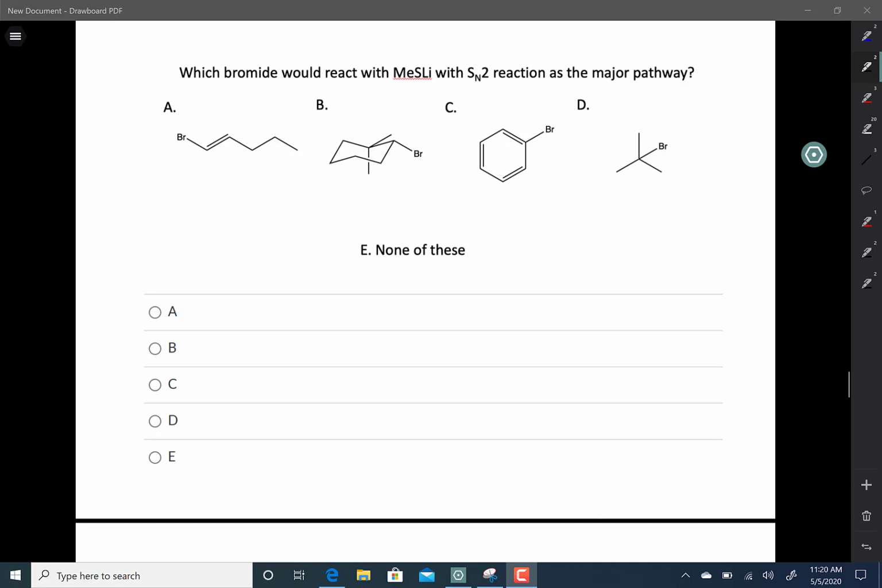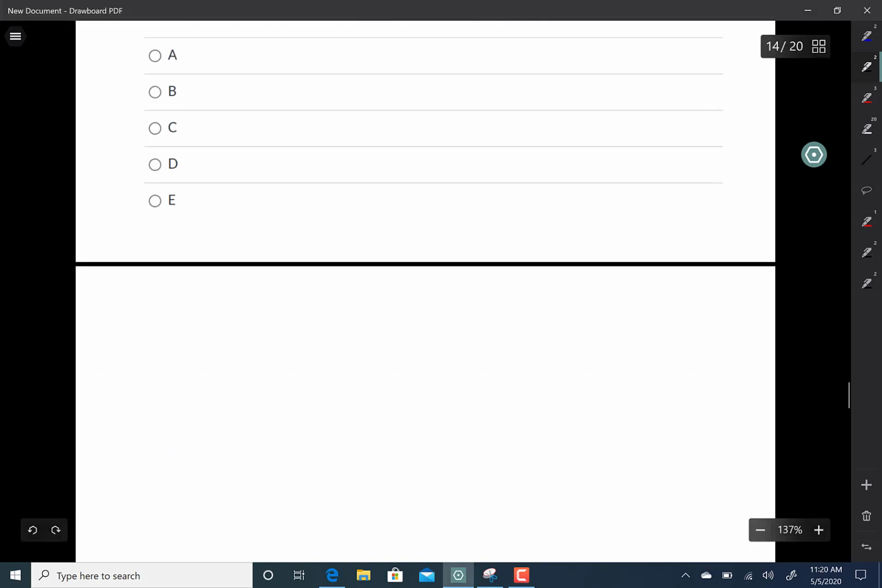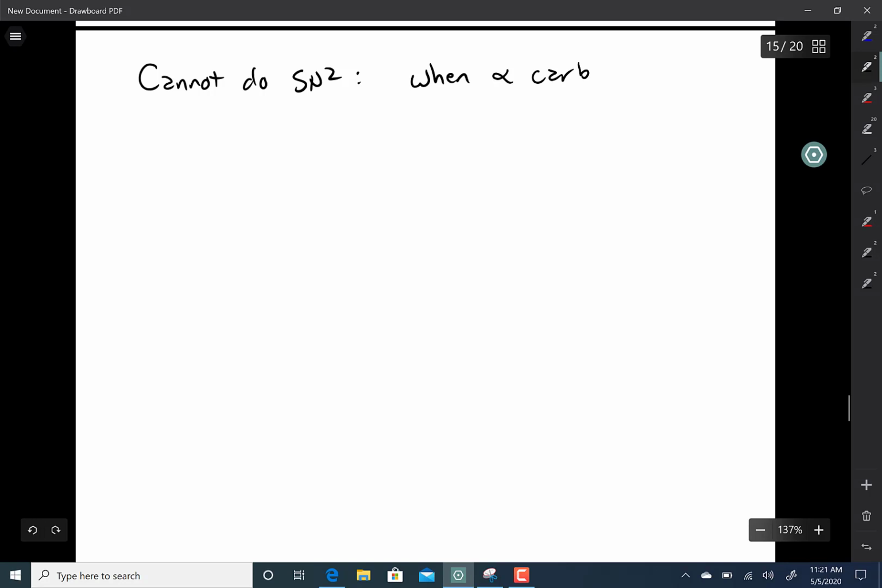Okay, so this question involves SN2 reactions. And when can't you do an SN2 reaction? Well, you cannot do SN2 when the alpha carbon is too hindered. Because typically what happens, the E2 reaction takes over.